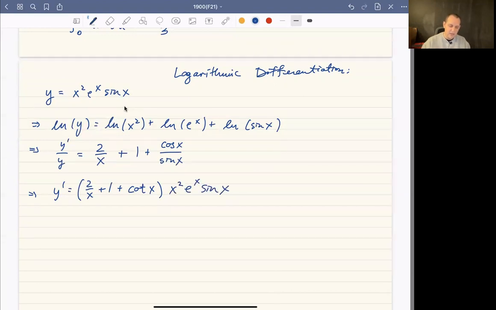Okay, and so that's, I think, a little bit nicer, especially when you get some practice with this. That gets quicker when you have 3 or 4 things being multiplied together. Rather than applying the product rule multiple times, you can get away with just logarithmic differentiation.